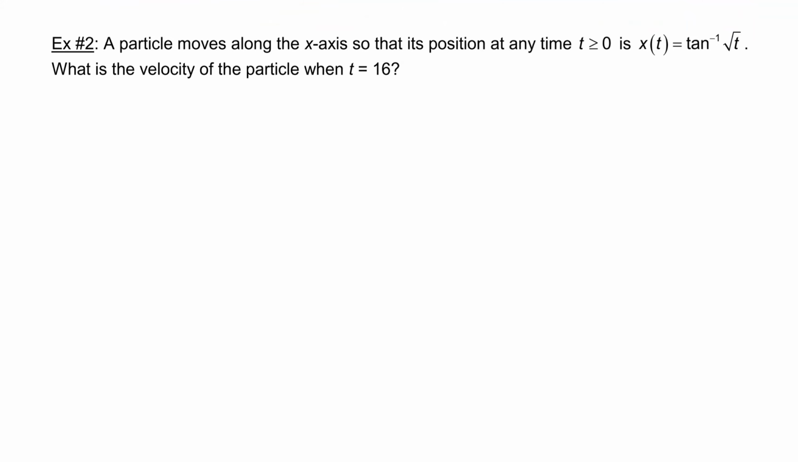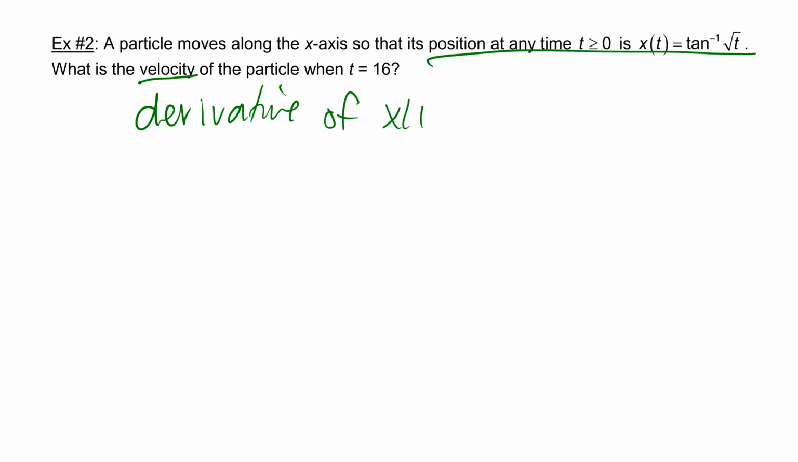Example 2. A particle moves along the x-axis, so its position at any time t greater than 0 is x of t equals tan inverse of root t. What is the velocity of the particle when t equals 16? Oh, we have the position equation. We want velocity. So that's just going to be the derivative of x of t. The velocity is just going to be the derivative.